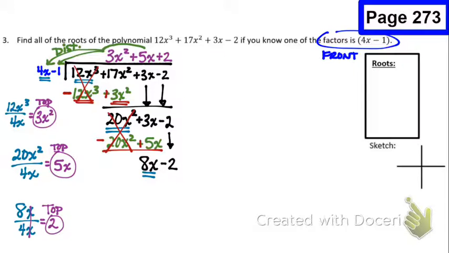And then what do I do with that? Distribute. What do I get when I distribute it? 8x and negative 2. What happens to both signs? Yep. This becomes a negative. This becomes a positive. They're both going to cancel. So I get a remainder of 0.